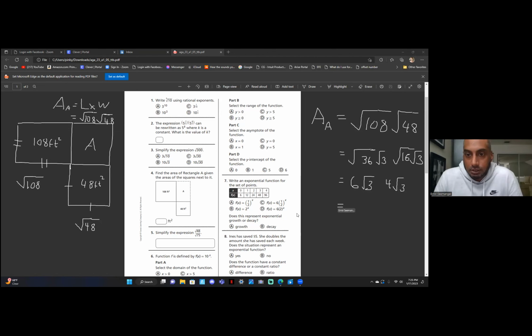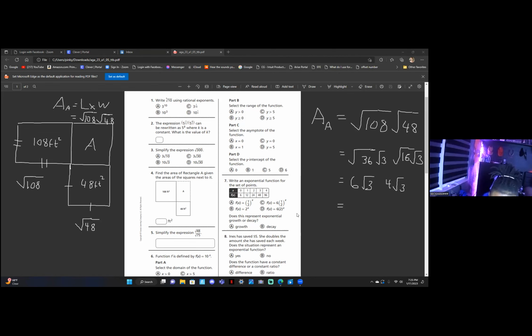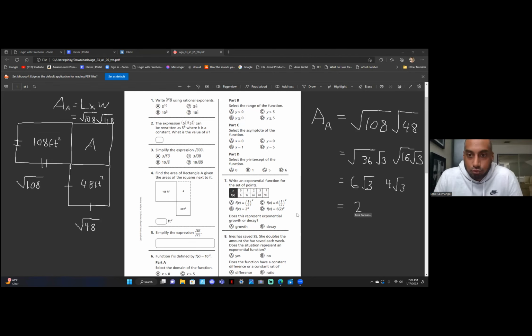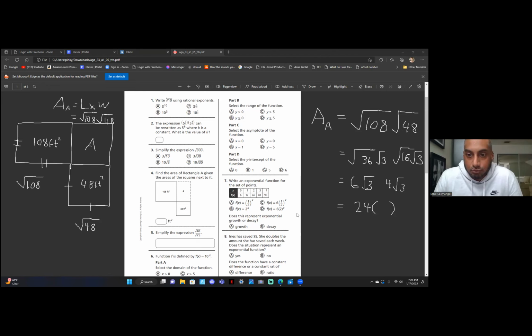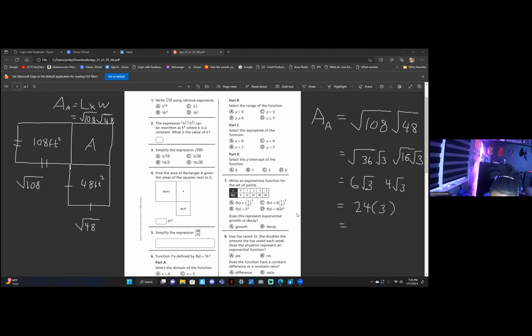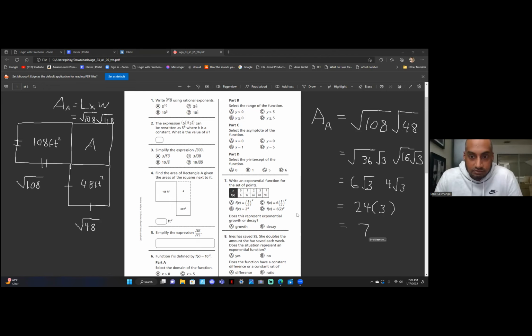What's 6 times 4? 24. And what's root 3 times root 3? Root 3 times root 3 is just 3. And what's 24 times 3? 72. There you go. That's the answer right there. 72, what is it? Feet squared. 72 feet squared.